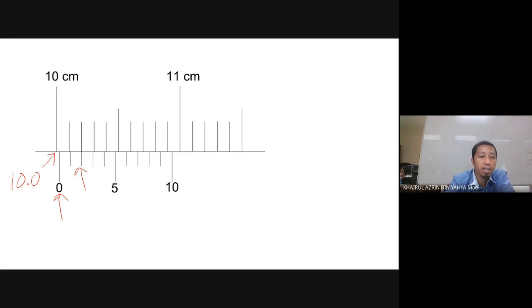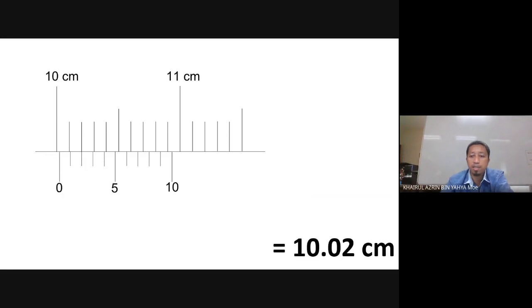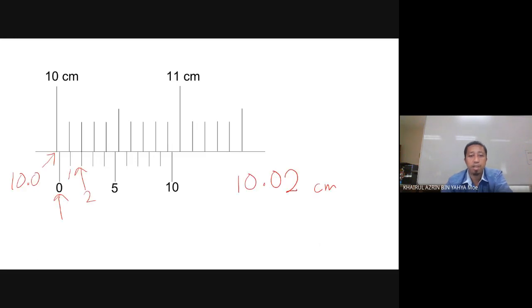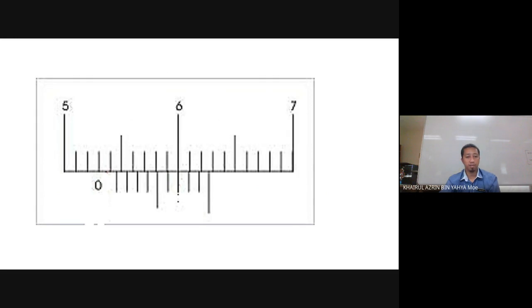So this is 1 and this is 2. What is the answer? 10.02 cm. Let's check the answer. Yeah, 10.02 cm. Okay.